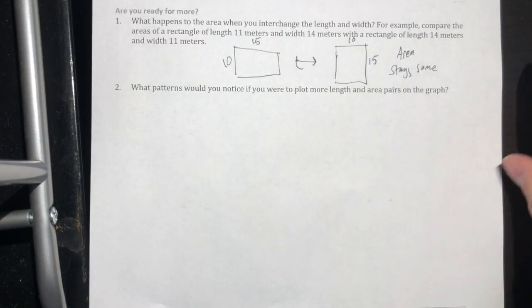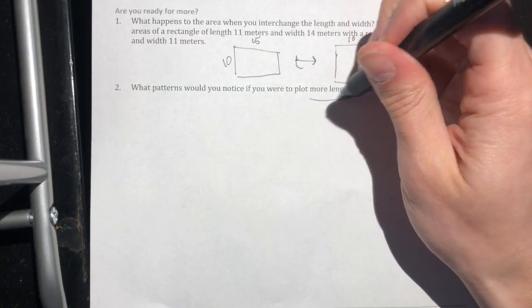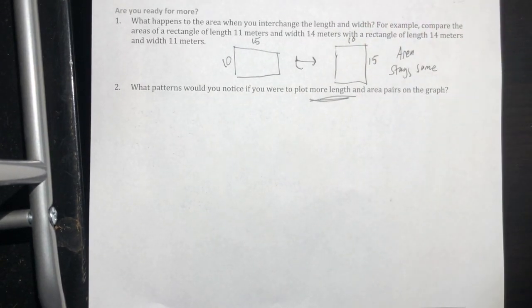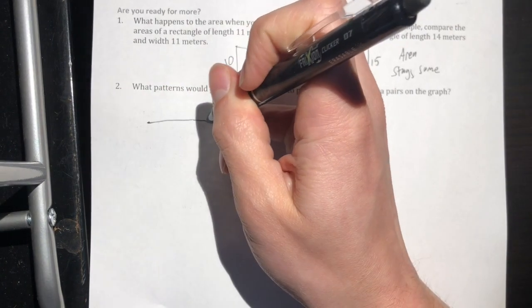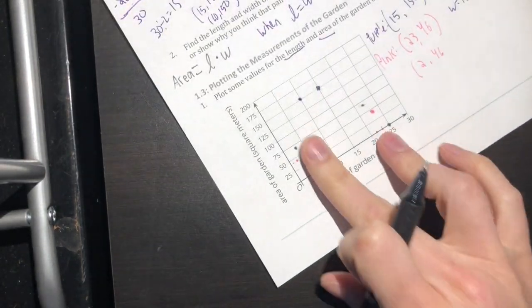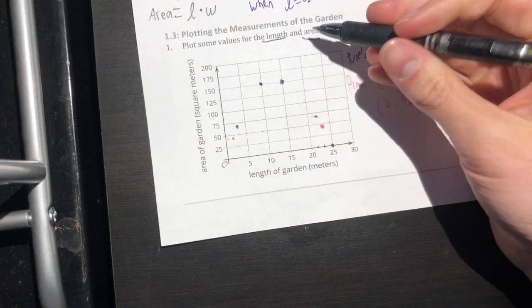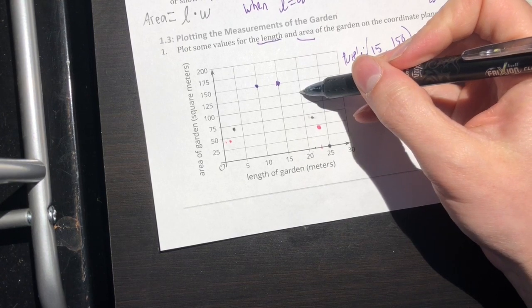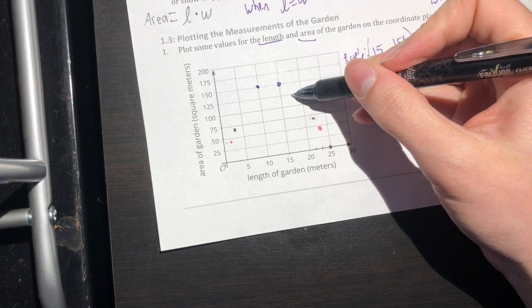So let's plot more length and area pairs. Let's just do a couple. We're missing a lot of points. Let's do like 20, and we'll do like 17, and some other numbers there.